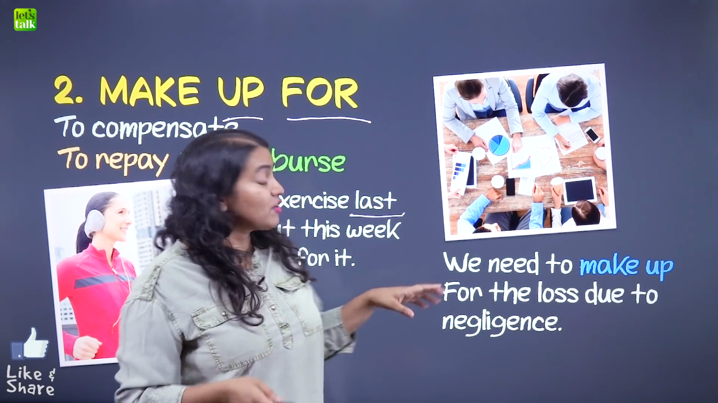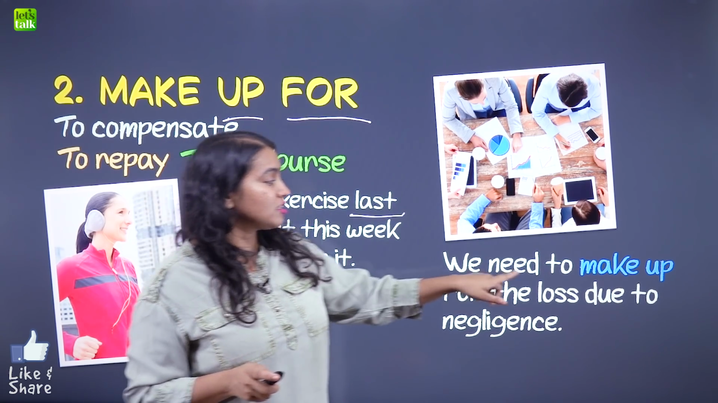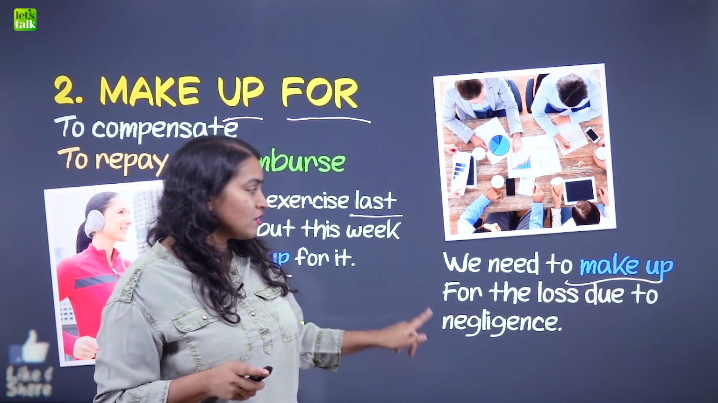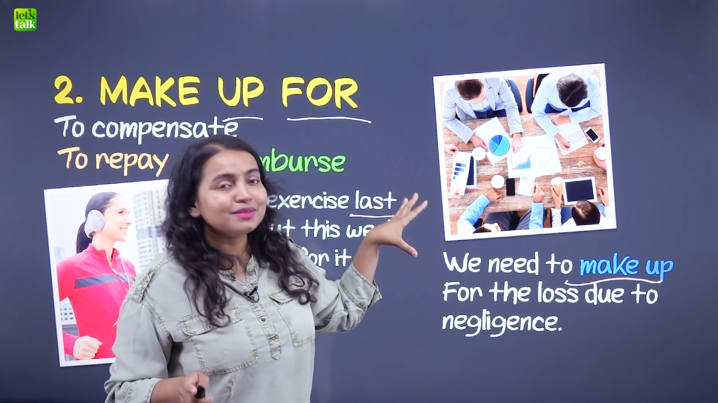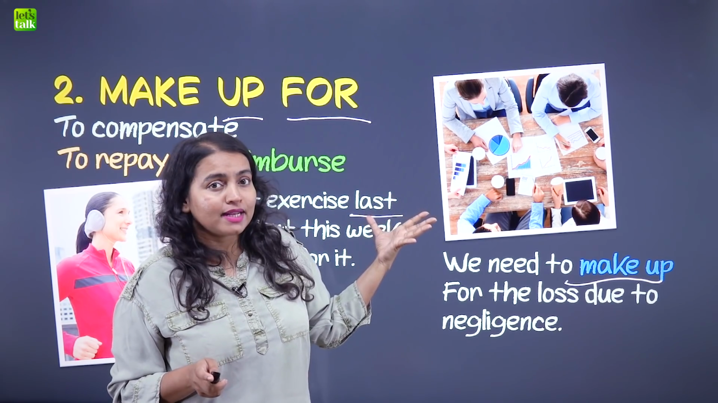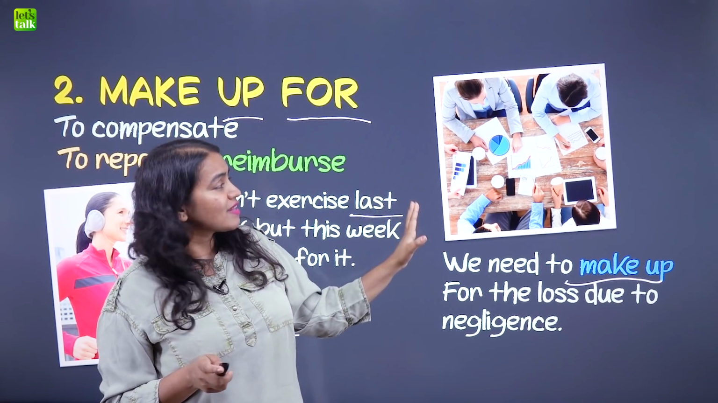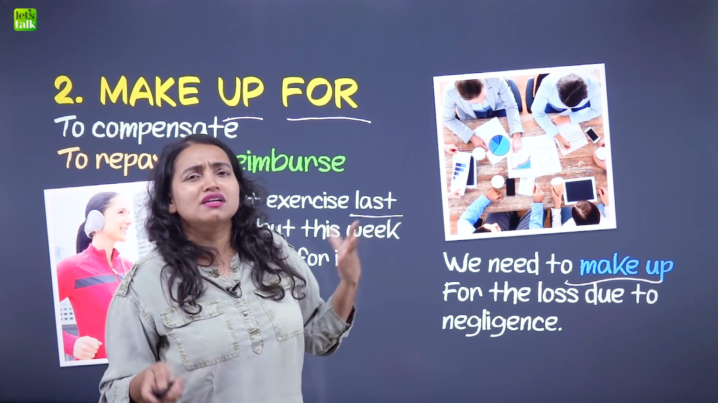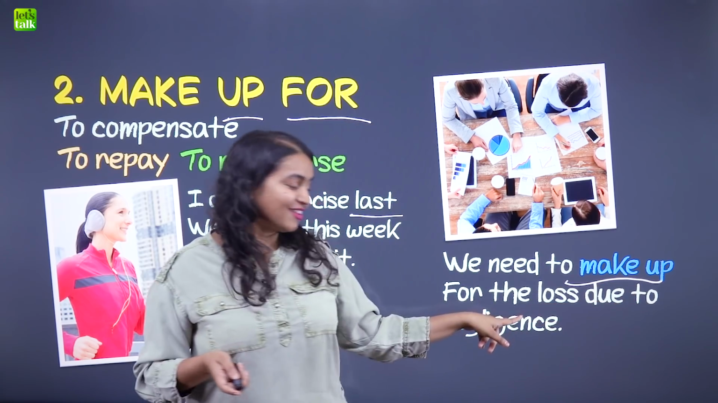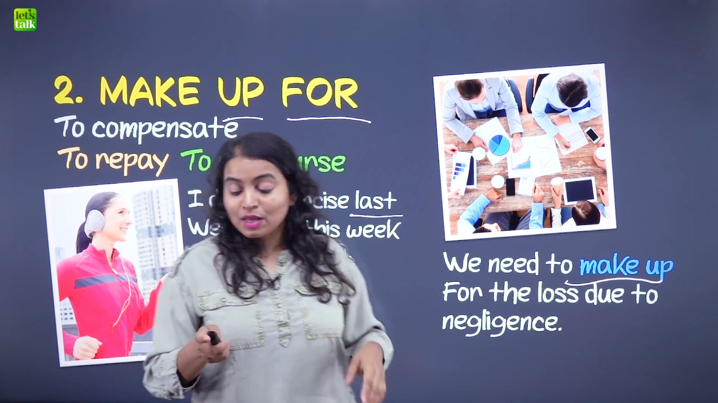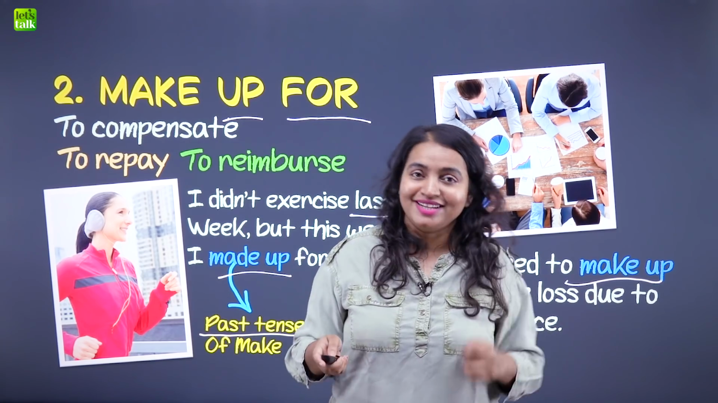Okay, then we have another sentence to help you understand this a little better. You could say, we need to make up for the loss due to negligence. So over here, we've got some gentlemen sitting in an office in a board meeting discussing their work, and I'm assuming that they're probably going through a certain financial loss in their company, but they want to make up for the loss due to their negligence. They want to compensate, they want to repay, they want to reimburse and see how they can make it right.